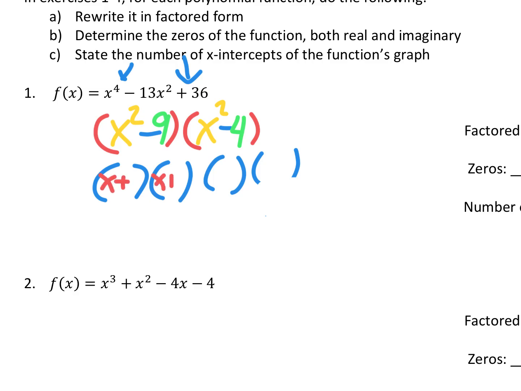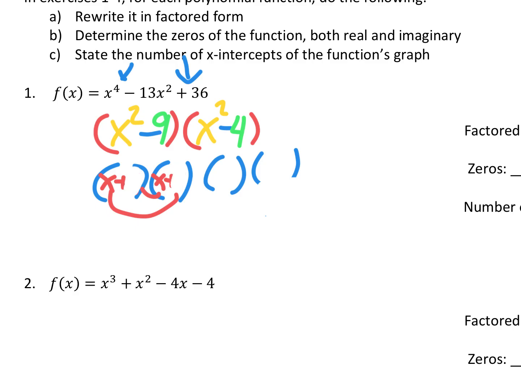X plus something and x plus something. What do you think it is? 9 and 1? Nope, because, let me just show you, if I put a 9 and a 1, I'll end up with 9x and 1x. That makes 10x in the middle. There's no 10x in the middle, so that can't work. So it's not 9 and 1.